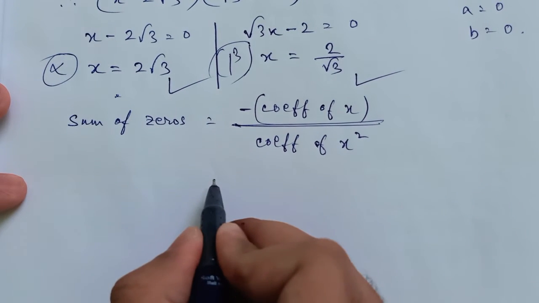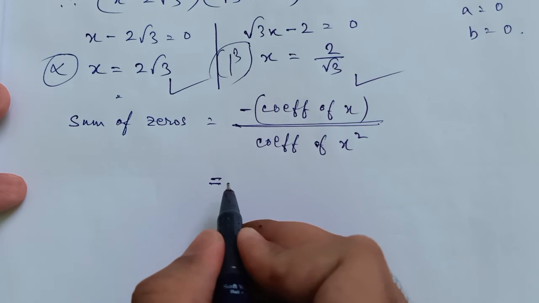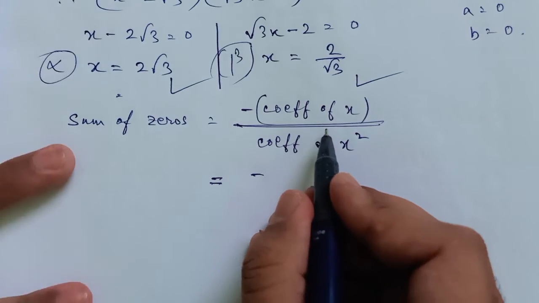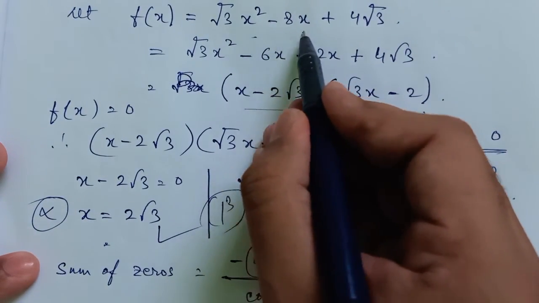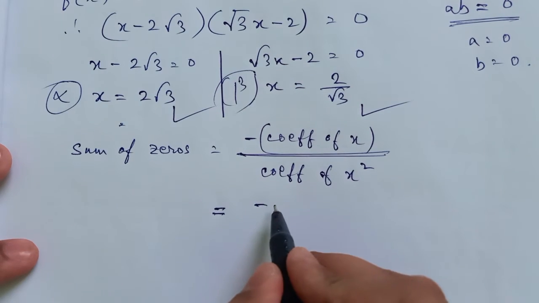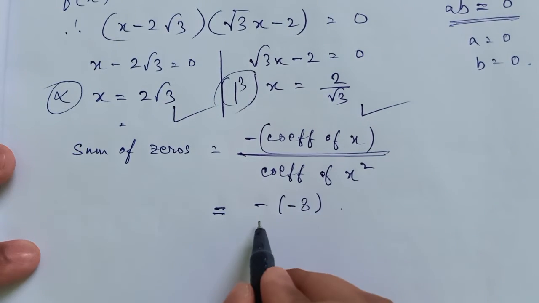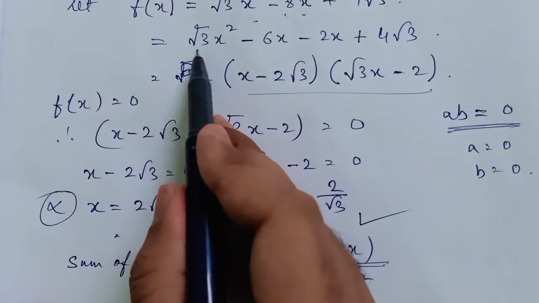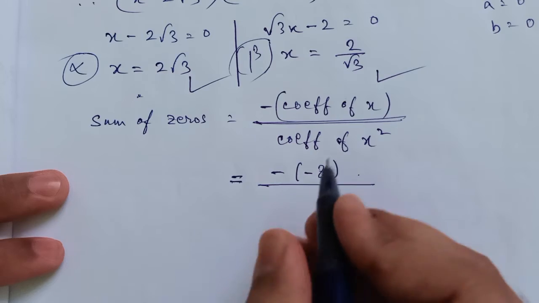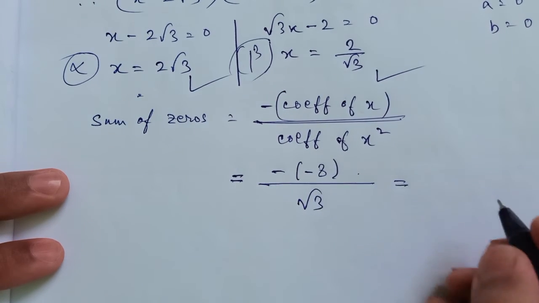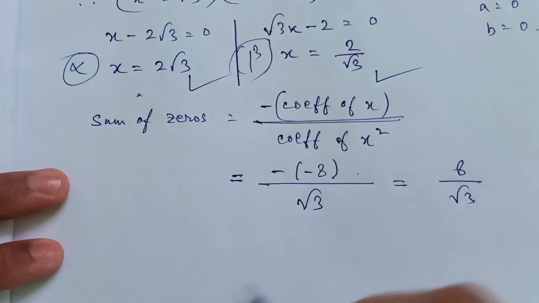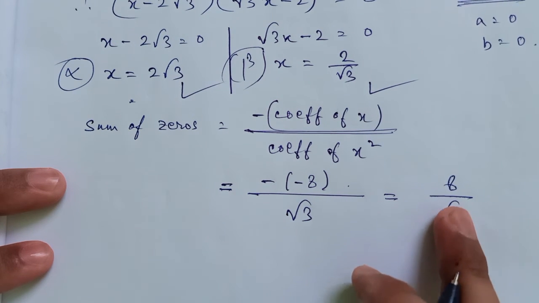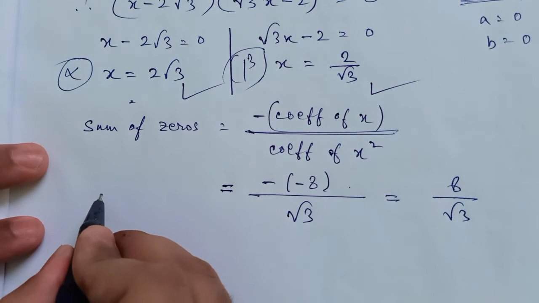So let us verify it. If you put here, what is the coefficient of x? If you check the polynomial, the coefficient of x is minus 8, right? So the minus of minus 8, okay, and the coefficient of x square is root 3. So this will come as 8 upon root 3, okay. So is it matching the sum of zeros? Let us now find out the sum of zeros.